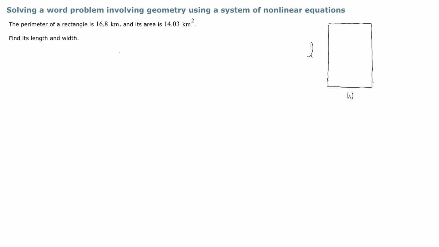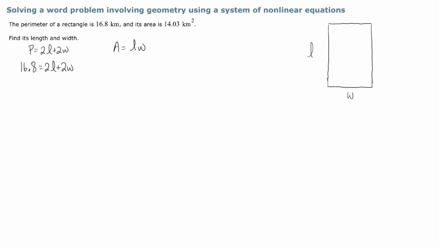And we do know that the perimeter formula is this. P is equal to twice the length plus twice the width. Right? The perimeter is 2 lengths plus 2 widths. And we also know that 16.8 is equal to 2L plus 2W. We also know that the area of a rectangle is length times width.